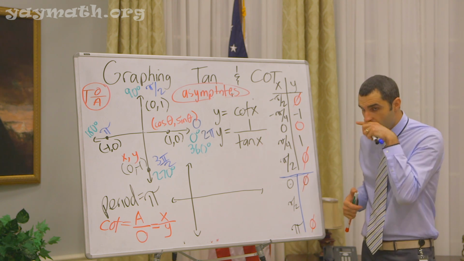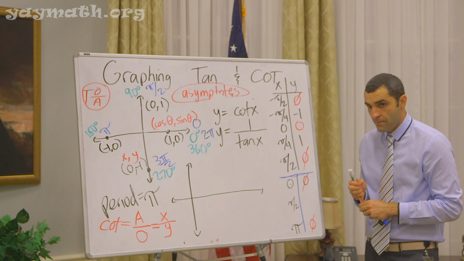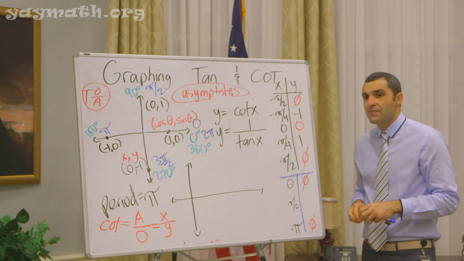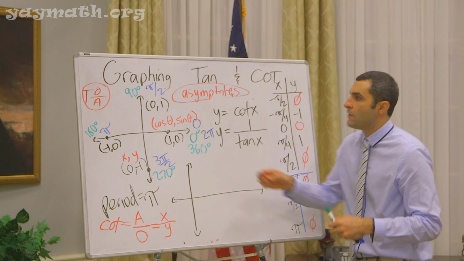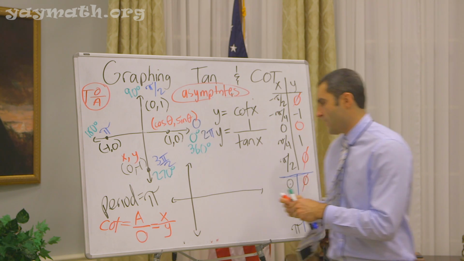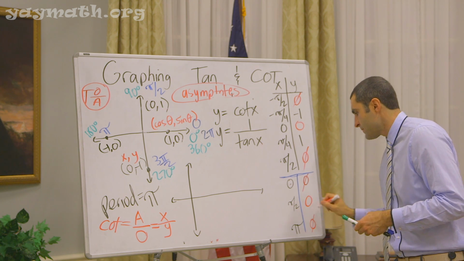I have a question. Is there going to be anything between 0 and pi over 2 and between pi over 2 and pi? Yes, the quarters. Okay. And then pi over 2 is 0 over 1, which is 0. Very good.